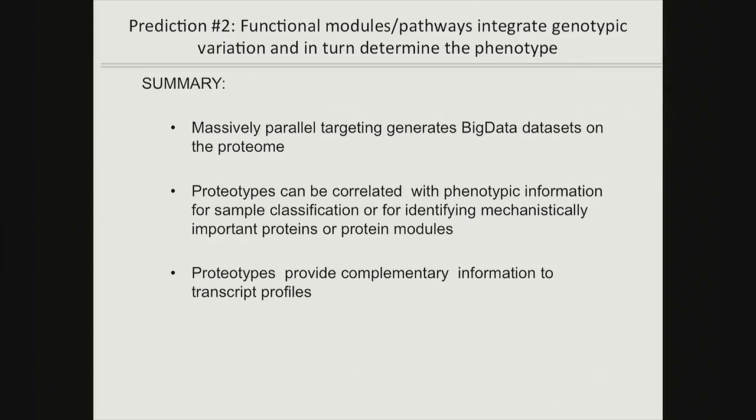Okay, to summarize this part, what I tried to test here with Tiannan's data is that functional modules or pathways integrate genotypic variation and in turn determine the phenotype. So we can see that massively parallel targeting generates big data sets in the arena of proteomics through the techniques you got to know this week, that we can correlate these proteotypes with phenotypic information and identify mechanistically important proteins, which could be tested further on how actually mechanistically they relate to the phenotype. But so far it's by association, but it is fairly strong evidence.